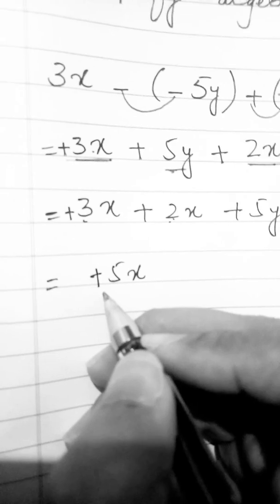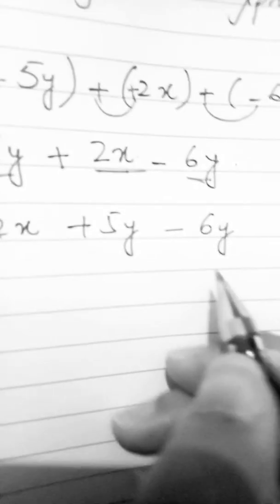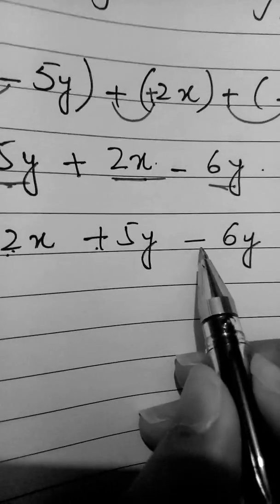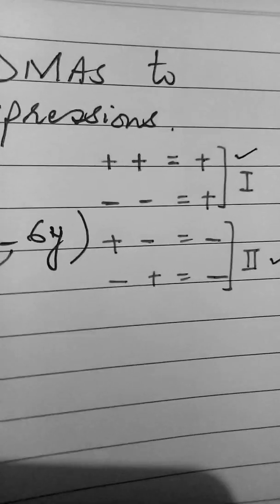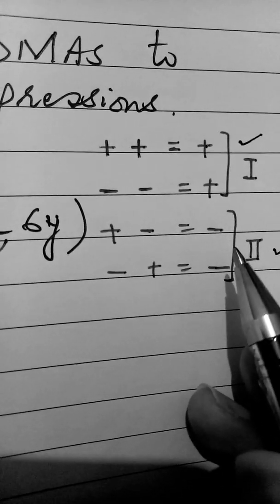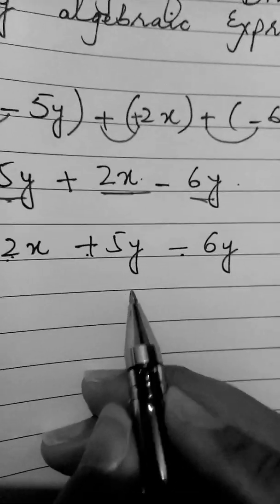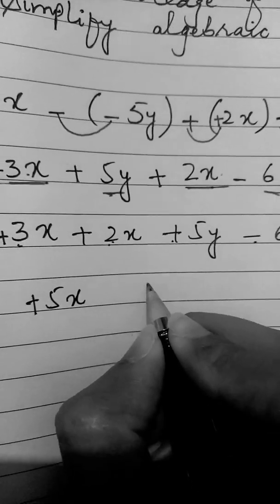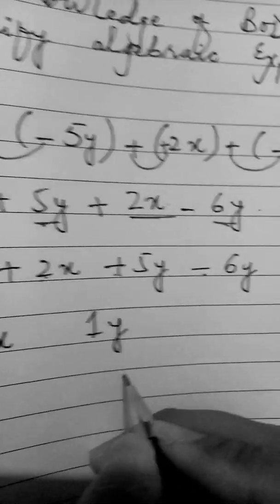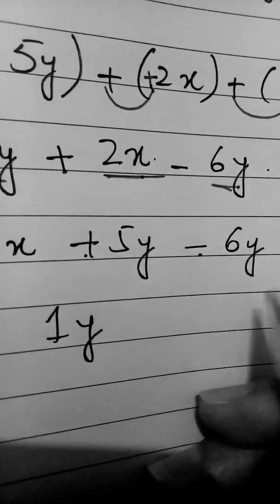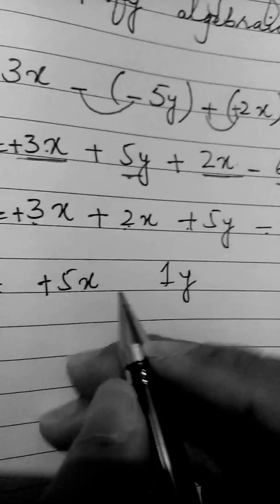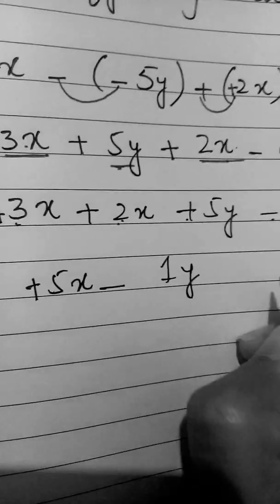The sign of the greater number is 3, and before it is positive. If you don't write plus, it's totally fine. Then you have two different signs. This is plus 5y, this is minus 6y. When you have two different signs, you will actually subtract. So you are going to subtract 6 and 5, so it would be 1y. I'll be taking the sign of the greater number. Which is the greater number here? 6. Before 6 it is minus, so I'll be writing minus 1y.